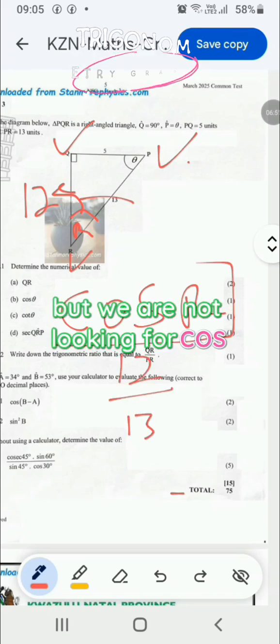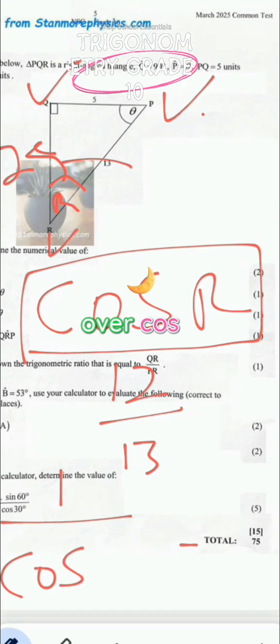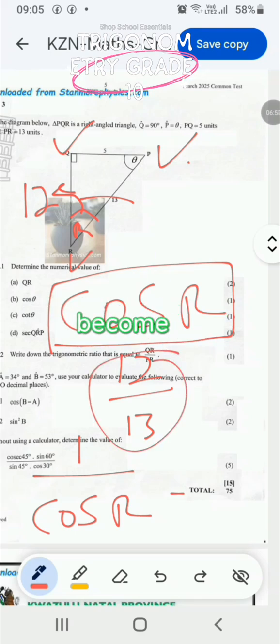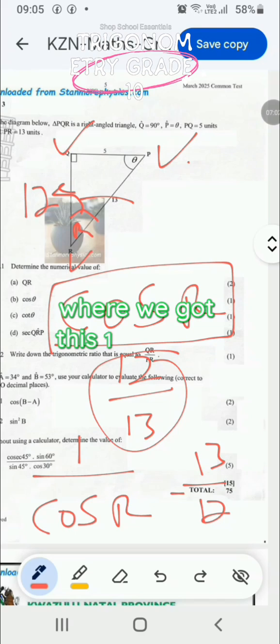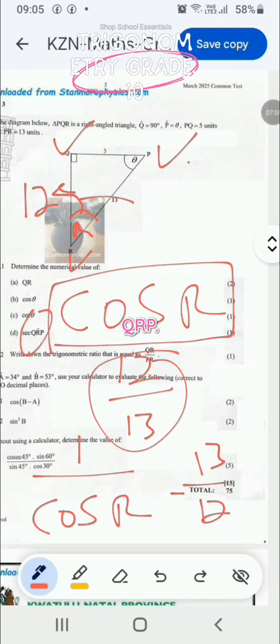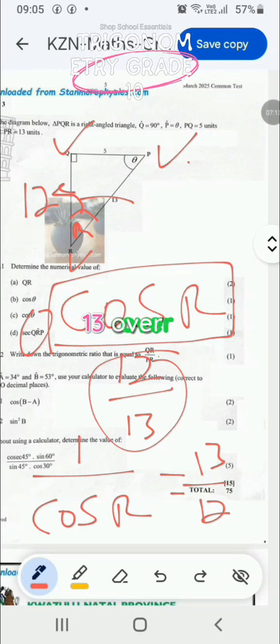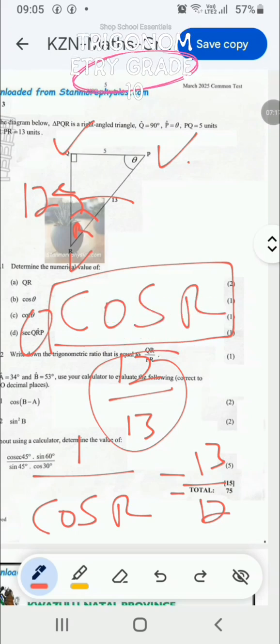But we are not looking for cos R. We are looking for 1 over cos R. So it means this 12 over 13 will become 13 over 12. Remember where we got this 1 over cos R? We got it from sec QRP. So that's our final answer, 13 over 12. If you are confused, just watch the video over again.